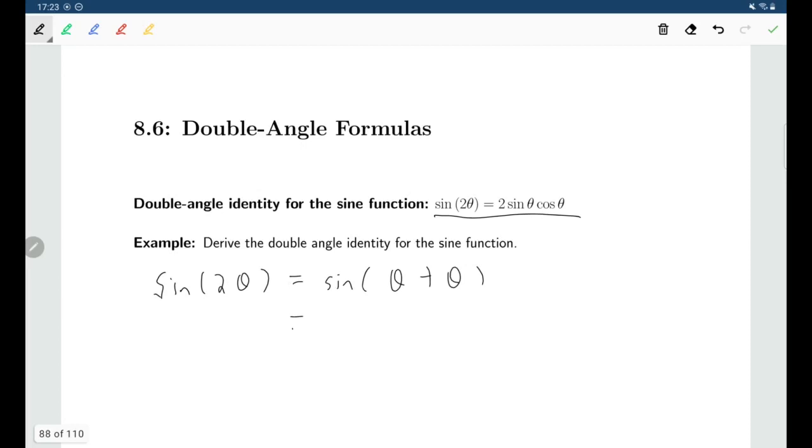And then using our angle sum formula, we know sine of theta plus theta, that's sine of the first angle, cosine of the second, plus cosine of the first angle, sine of the second. And you can see you've got two things that are the same, sine times cos, so we have 2 times sine theta times cosine theta.